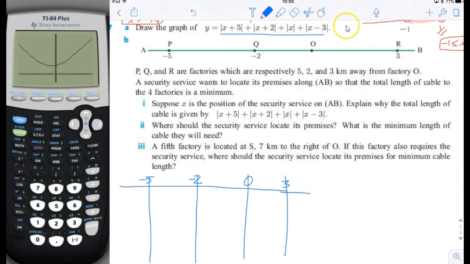So what you could do is take off all the absolute value signs and add up everything, and you'll end up with 1, 2, 3, 4 x's added together. So part of your equation is going to be 4x something. You don't know the y-intercept unless you add them up. But you know that the slope above x greater than 3 is going to be 4, right?